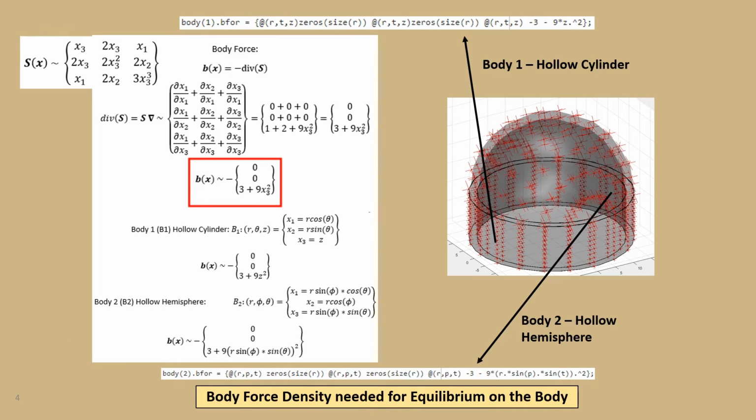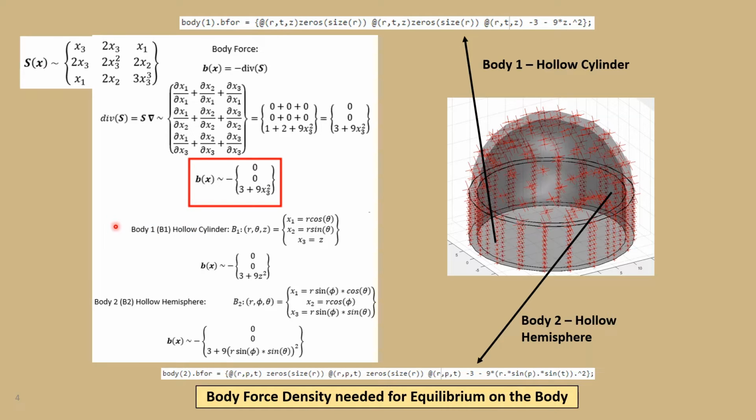Now I'd like to highlight how I derived my body force density needed for the equilibrium on my body of my choosing. As you can see, the definition of the body force density is just the negative of the divergence of my Cauchy stress tensor. The broken down form of that equation is just the Cauchy stress tensor multiplied by the gradient. Deriving through all my math here, in general, my body force density is equivalent to negative 0, 0 for the E1 and E2 components of the vector, and negative 3 and negative 9 x3 squared for the E3 component of my vector.